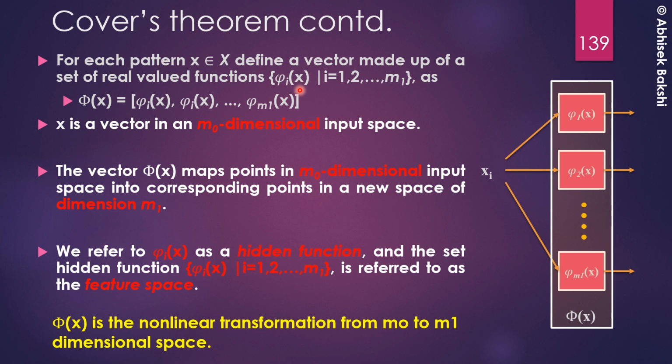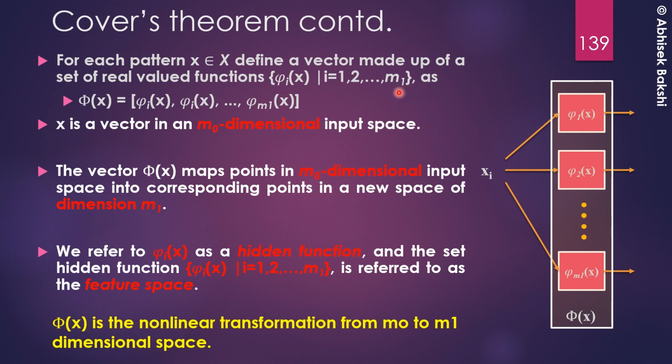But here I am saying that I'm creating a vector where each and every element is a different function, which is represented by phi i(x). Okay, this i can be 1 to m1. Point to be noted here: I have kept the dimension of this i as m1, not N. N is the total number of elements in the data set capital X, including class 1 and class 2. That is not related with this, remember.